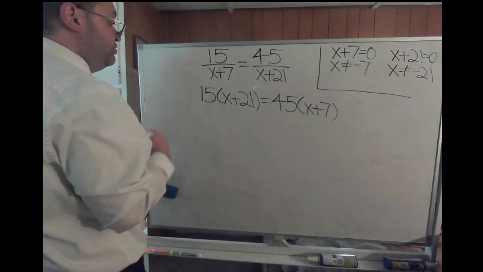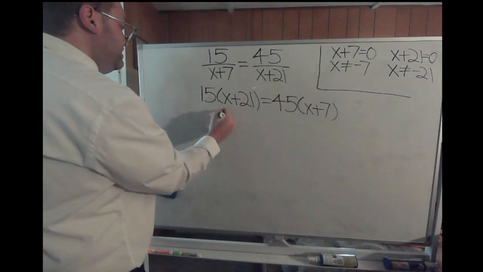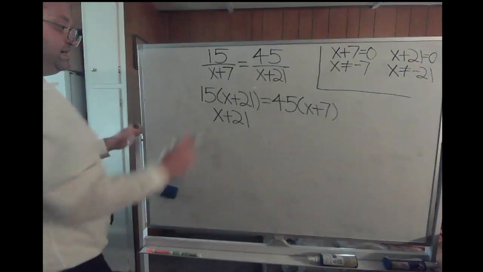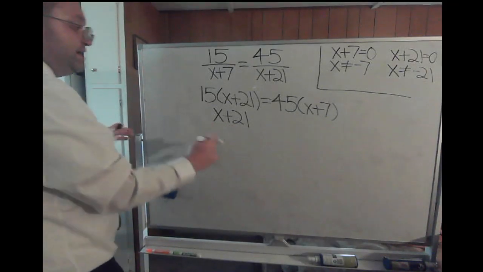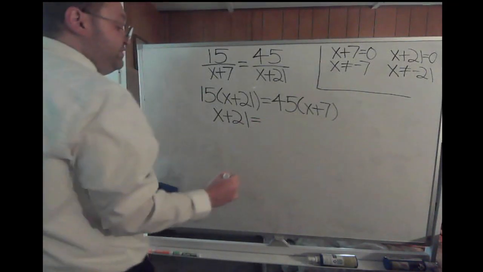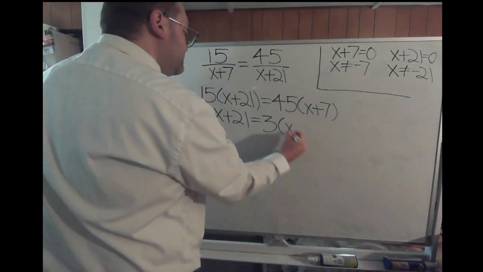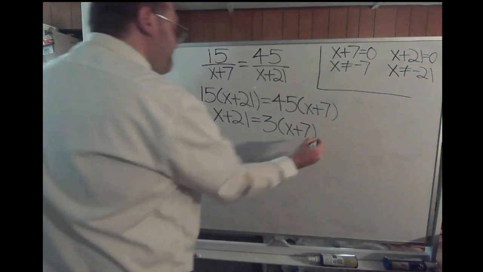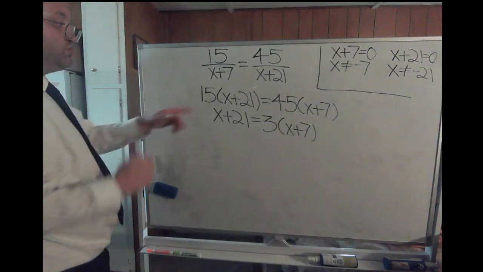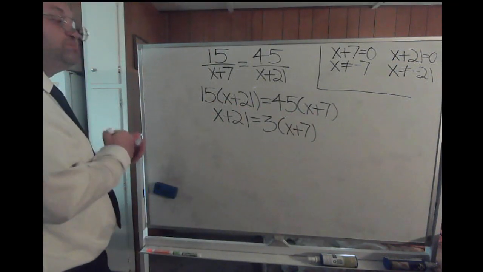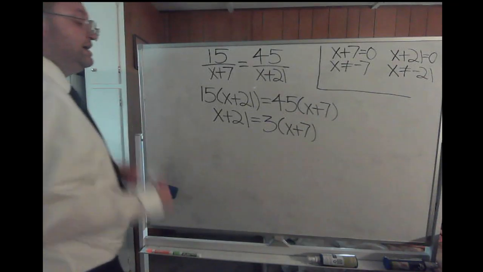That is permissible. If you divide the left side by 15, you just get x plus 21, right? Because it's 15 times x plus 21. You're simply dividing that 15 out. If you divide 45 by 15, you simply get 3 times x plus 7. Much easier to work with than trying to take 15 times 21 and 45 times 7. I think most people would prefer that.